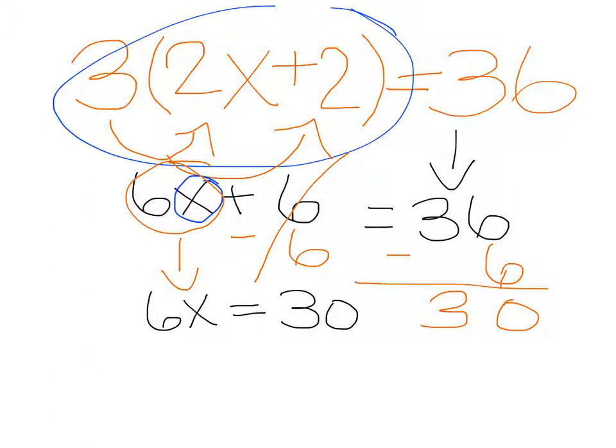Now I have to just get rid of the 6. So instead, I do the inverse operation. The inverse operation of multiplication is division. So I divide on both sides by 6. So x equals 5.